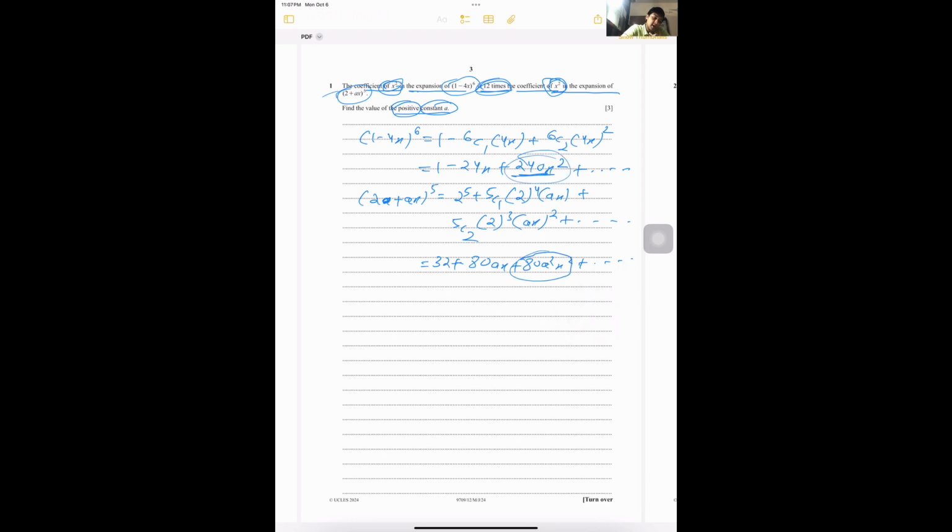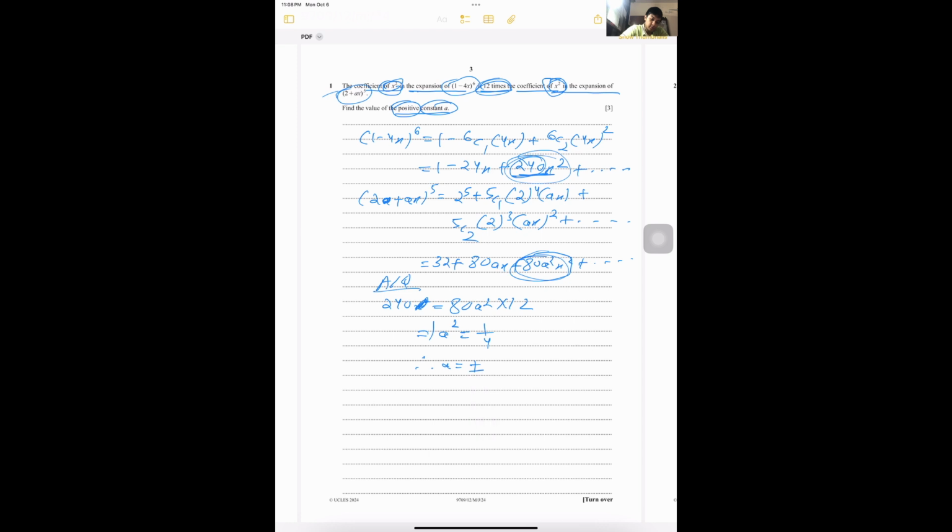So we need this, and they've told us that, as per the question, 240 x squared is equal to 12 times the coefficient, 80 a squared. I got blanked out, sorry. The coefficient will be taken. Yeah, that's what I was confused about. 80 a squared into 12, so a squared is equal to 240 by 12 into 80, which is 1 by 4.